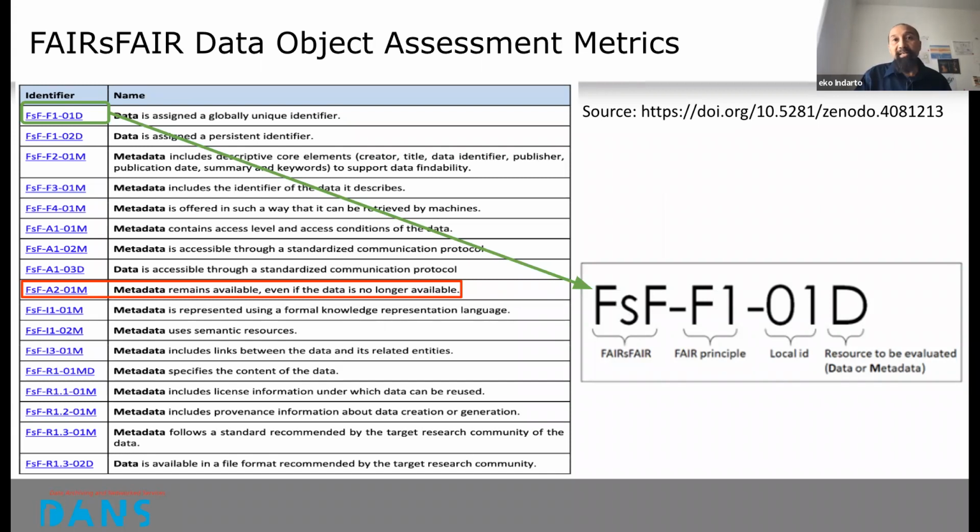What could be the meaning of that? It starts with the shortened form of the project's name, followed by the related FAIR principle identifier and local identifier. The last part of the identifier distinguishes the resource that will be evaluated based on the metric data or metadata. D is data, M is metadata.